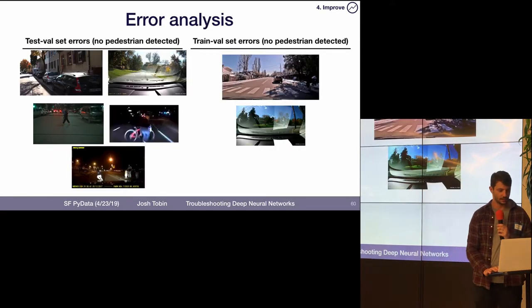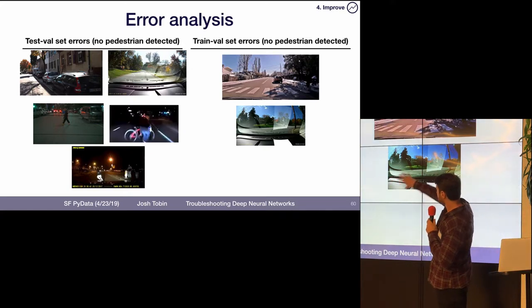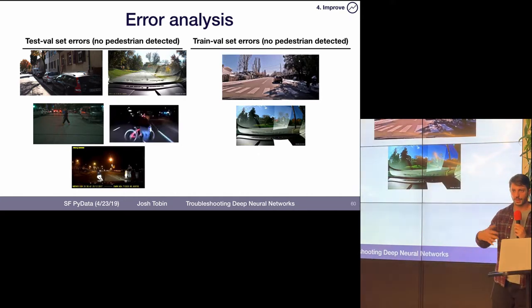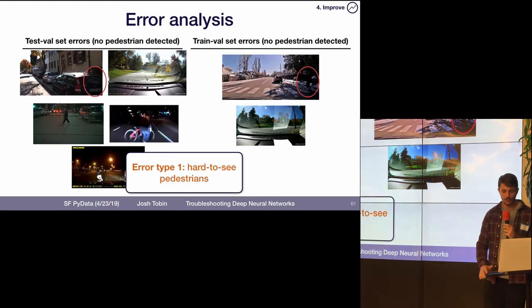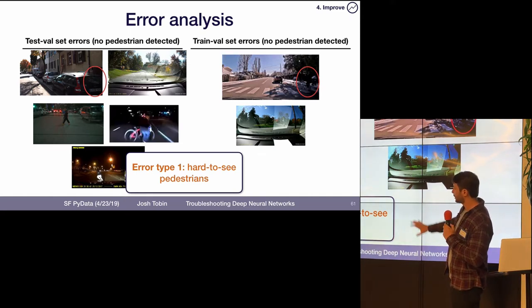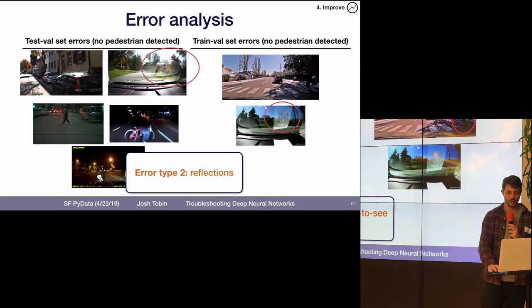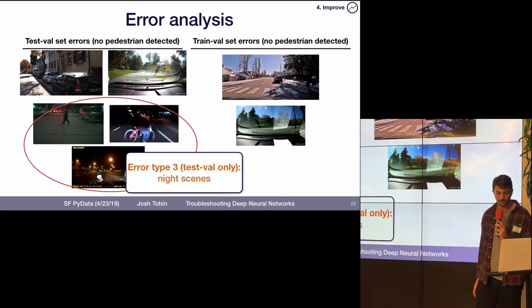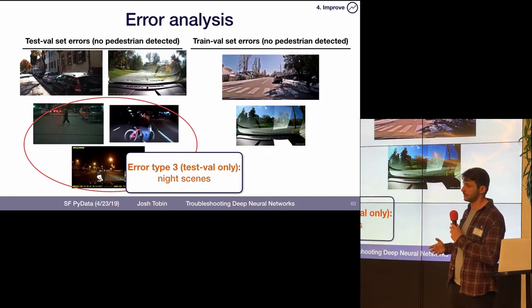Suppose that these are the errors that your model is making on the test val set and train val set. The next thing we're going to try to do is group these errors in some way or categorize them. These first couple of errors, it's actually really hard to see the pedestrian, so maybe it's fair that the model is making a mistake here. There's a second type of error which seems to be where there's reflections on the windshield. And then there's a third type of error that we're only seeing in the test val set, and those are the errors that are coming from the ACs.